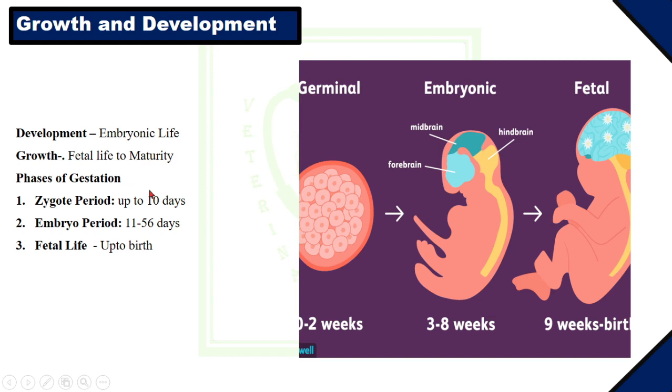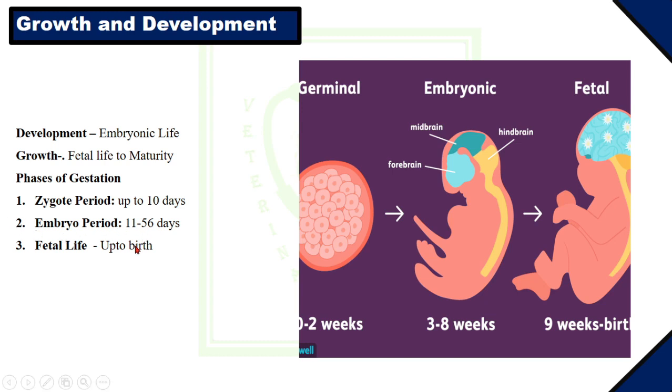Now, what is embryonic life and fetal life? The length of the gestation of an animal is divided into three phases. Number 1, zygote phase. Number 2, embryonic phase. And number 3, fetal phase. Zygote phase is about the first 2 weeks of gestation. In this phase, the zygote is formed by the fusion of sperm and ova, which transforms into morula and further develops into blastula, blastocyst, and the blastocyst is developed into the embryo.